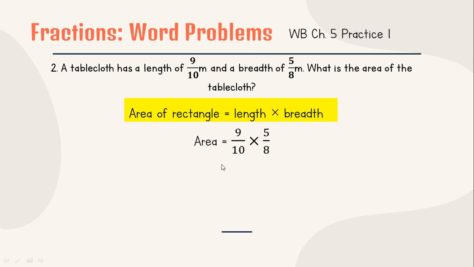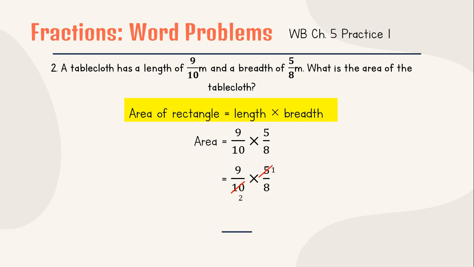So just multiply it. 9 times 5 equals 45, and then per 10 times 8 equals 80. It can be done this way, but in this kind of case, I recommend you simplify first. Look here. Can this 9 and 8 be simplified? Of course not, because they do not share any common multiples. Can this 10 and this 5 be simplified? Yes, because 10 and 5 share common multiples.